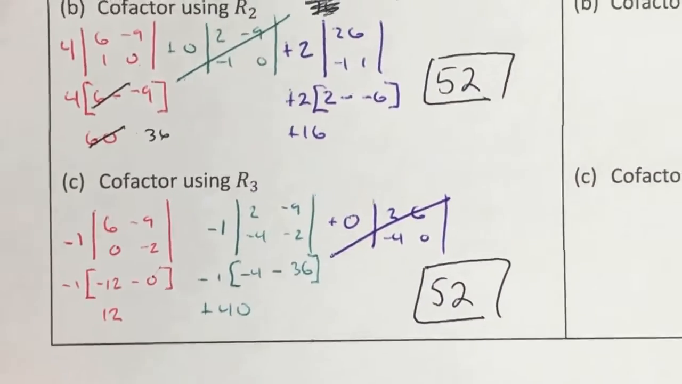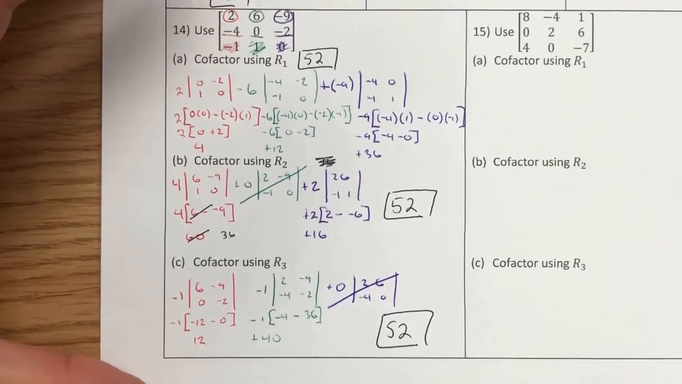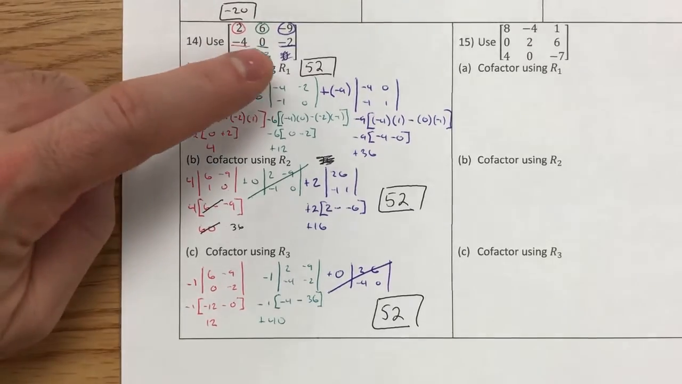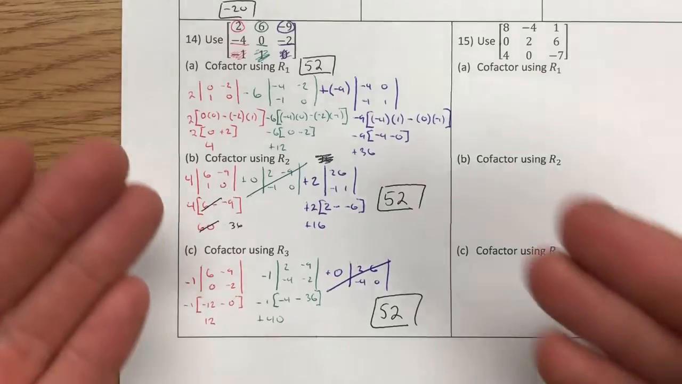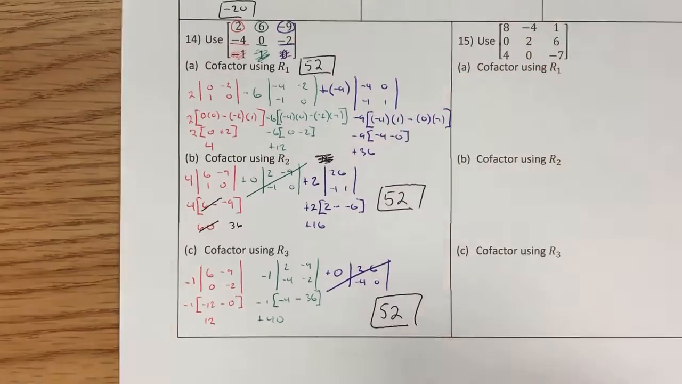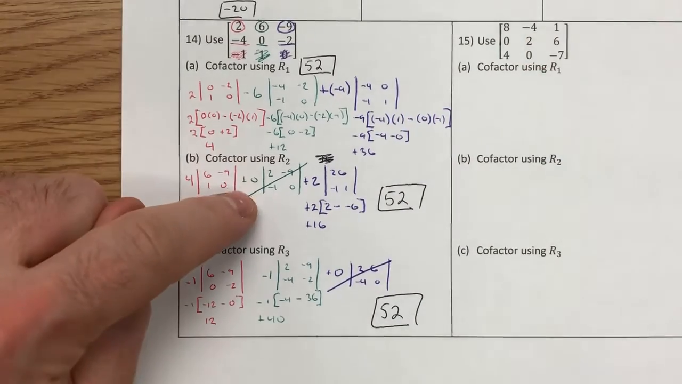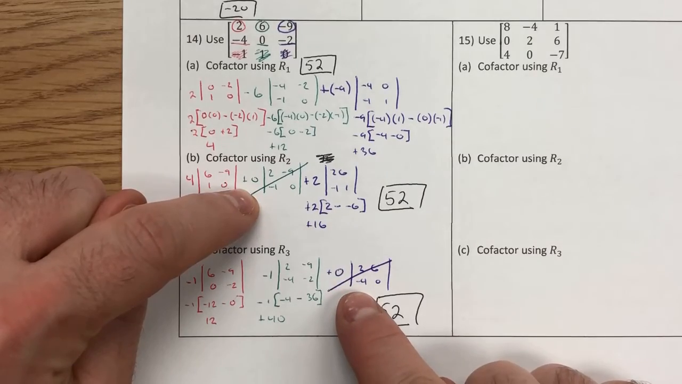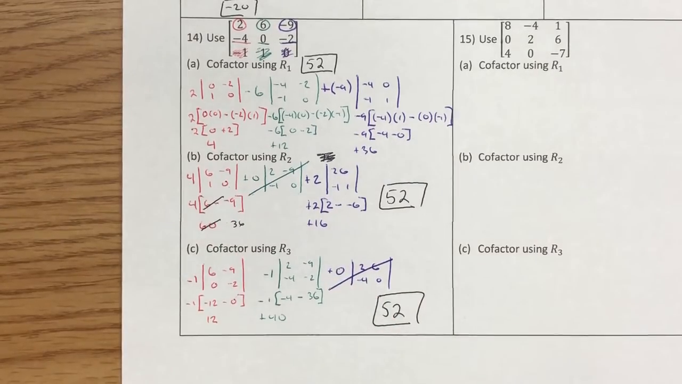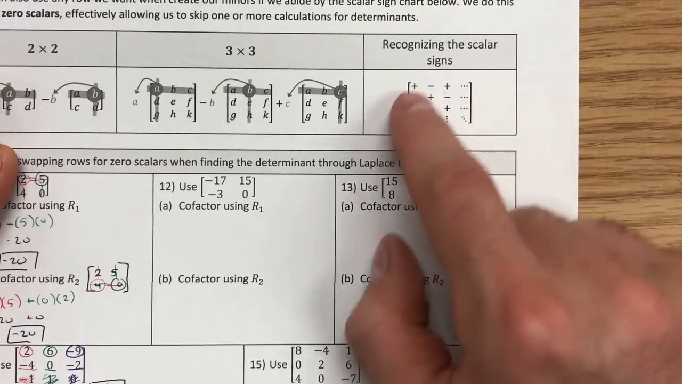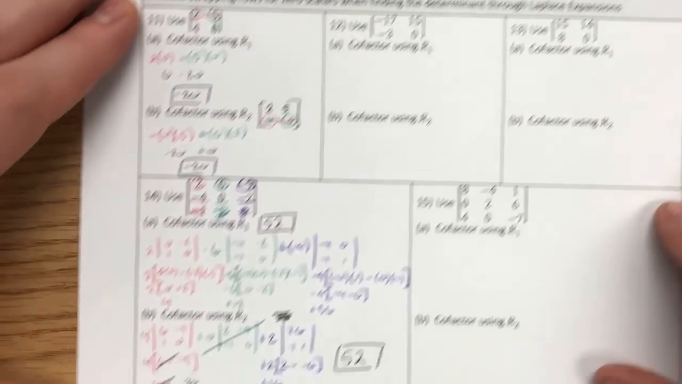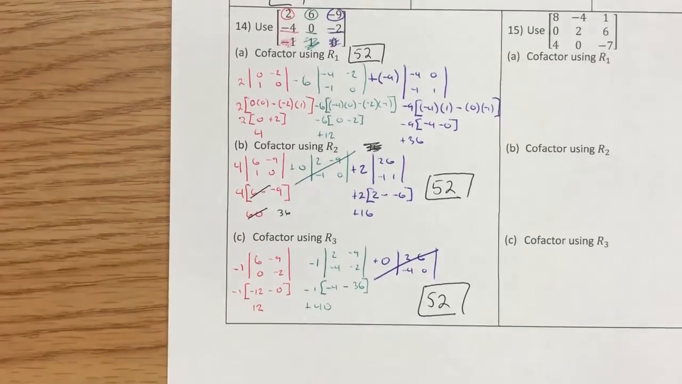52. So what we notice is that no matter which row you pick, as long as you follow the cofactoring rules, we get 52 all the way down. So you can just go ahead and pick the top row, or if you spot that by picking a different row you can skip some steps, skip the steps. Just make sure that you follow the rules of which ones to keep and which ones to change, recognizing those scalar signs. And there you go.